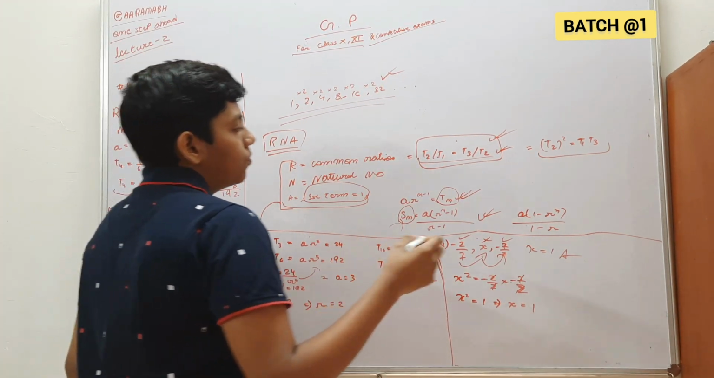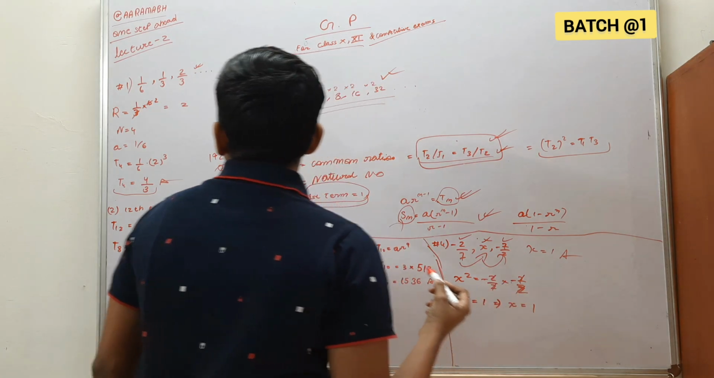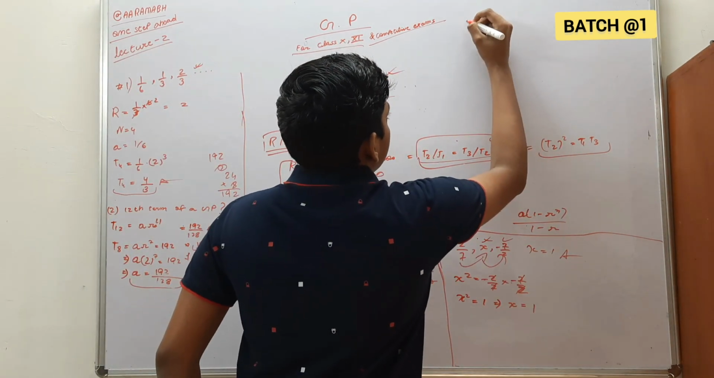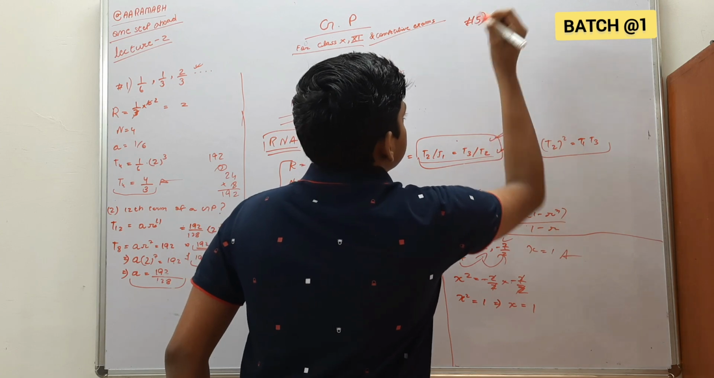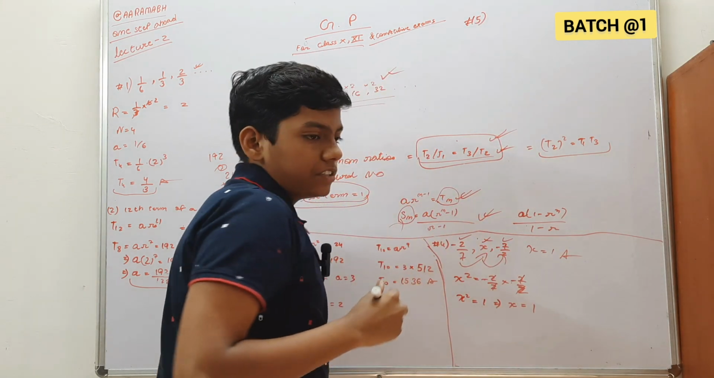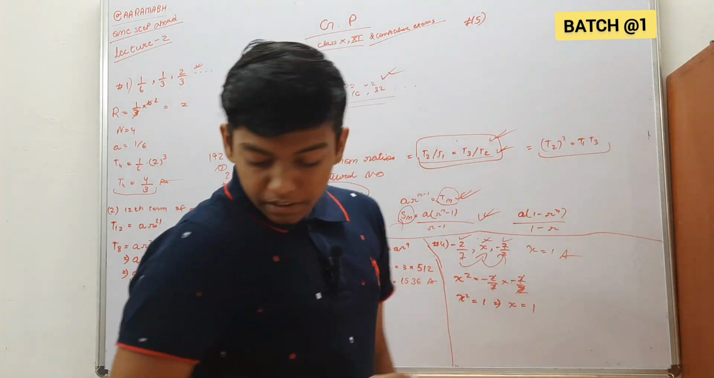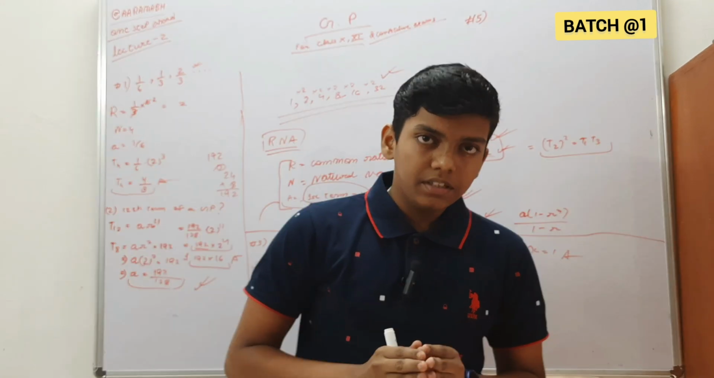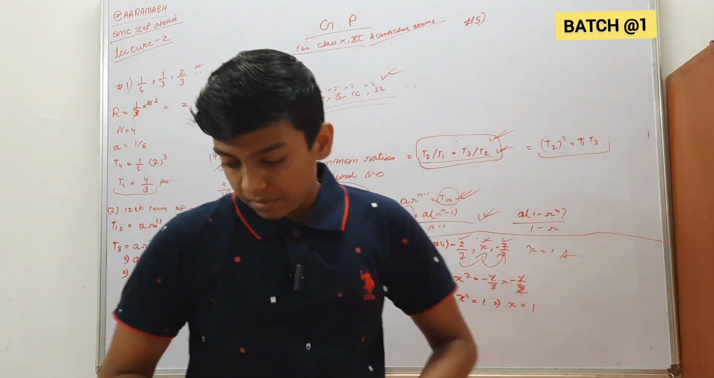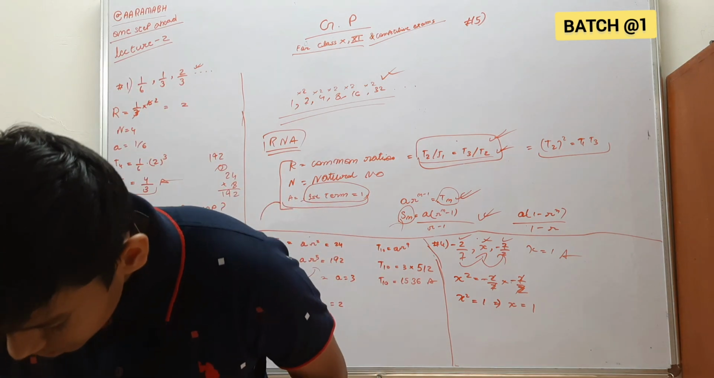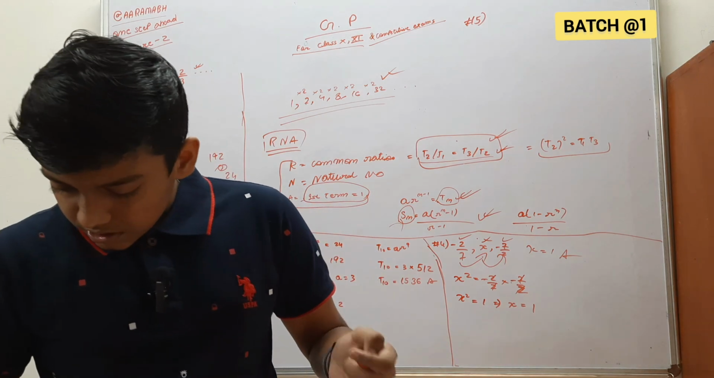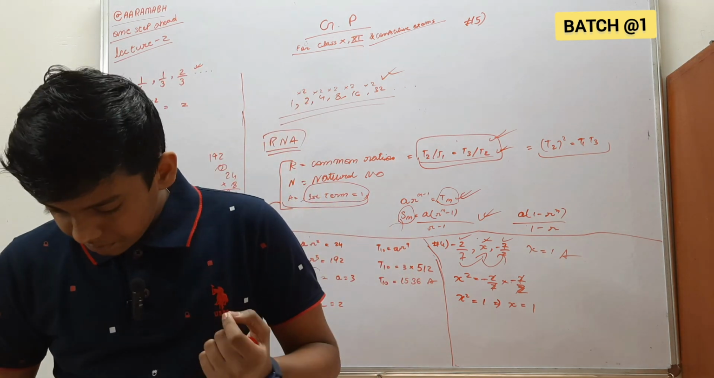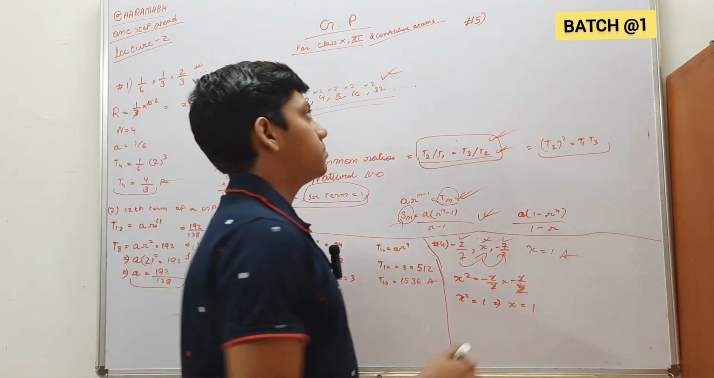So now what's the scenario here? Sum number 5. We have been given a question: there are 3 terms of a GP whose sum is 39 by 10 and the product is 1. Find the common ratio and the terms.